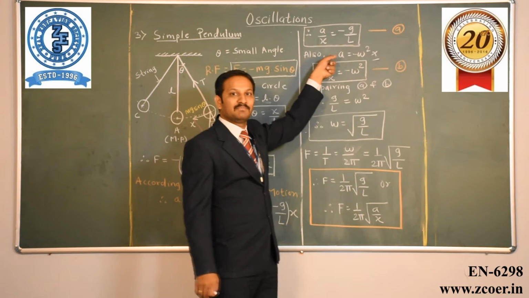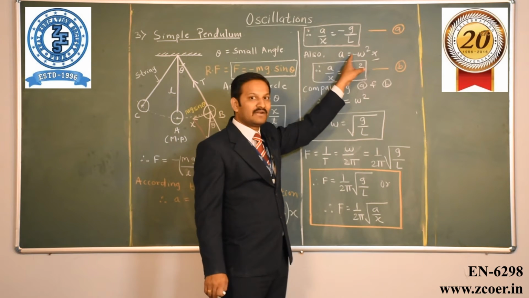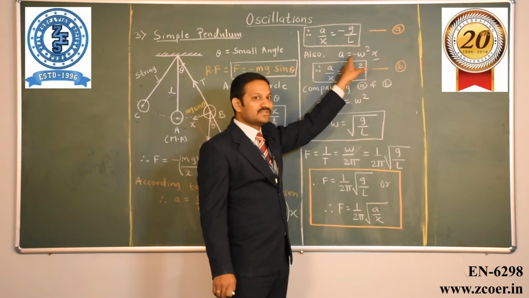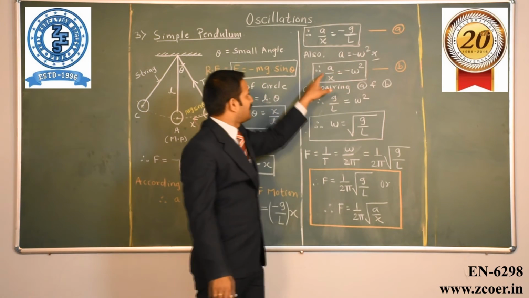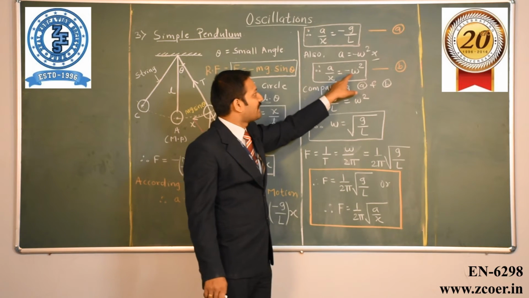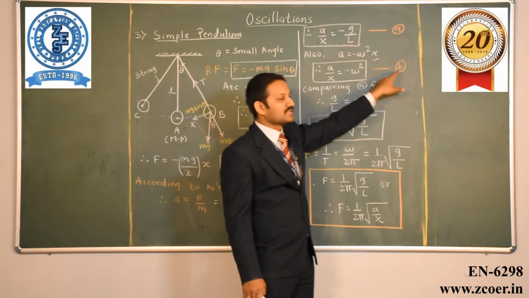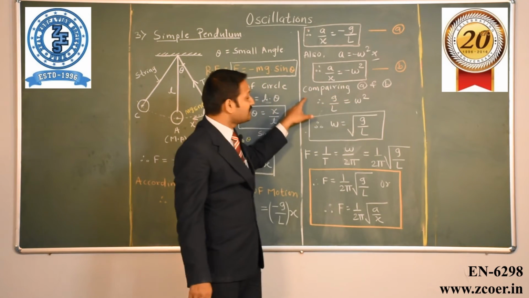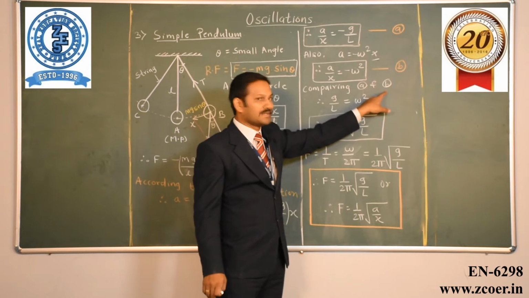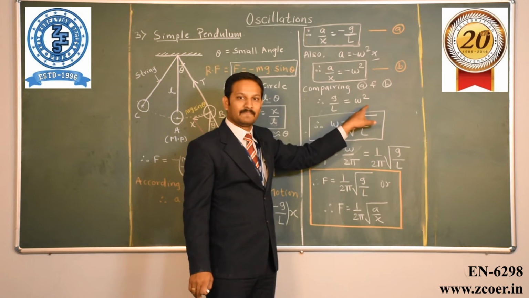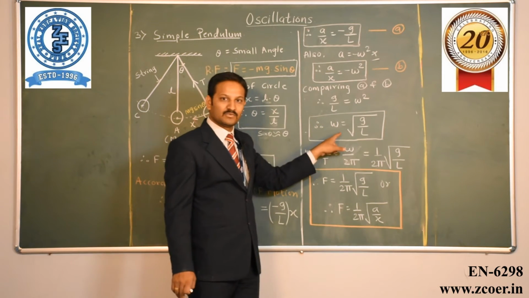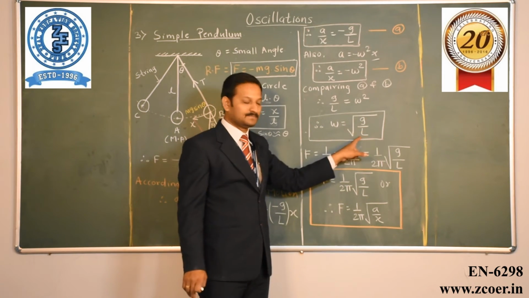Also from linear simple harmonic motion, we have already derived that acceleration is equal to minus omega square into x. So a by x is equal to minus omega square. This is equation number B. So comparing A and B, we get g by L is equal to omega square. That means omega is equal to root of g by L.